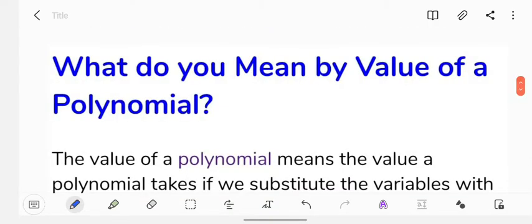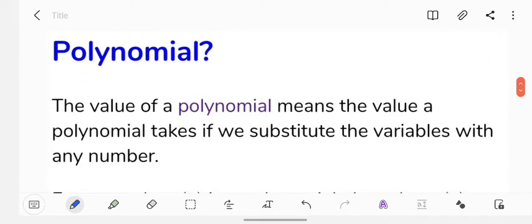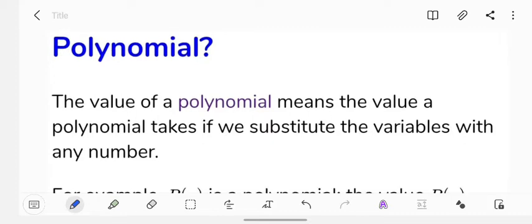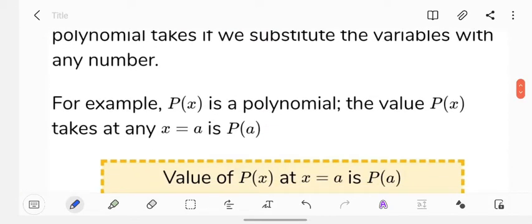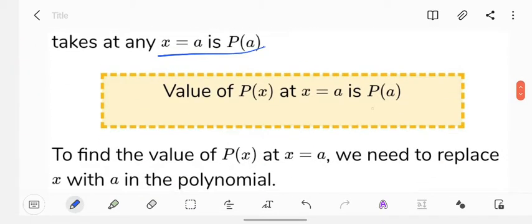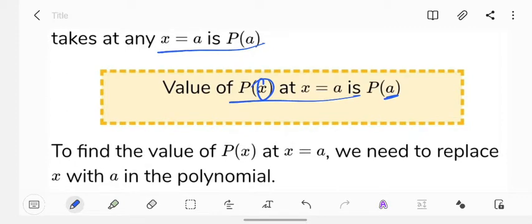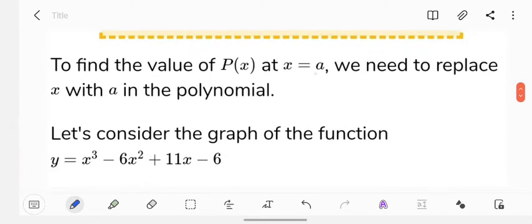So what do we mean by the value of a polynomial? The value of a polynomial means the value the polynomial takes if we substitute the variable with any number. For example, p(x) is a polynomial. The value p(x) takes at x equals a is p(a). That means whatever we have in place of the variable x, the value of p(x) changes according to the value of x, which is a here. To find the value of p(x) at x equals a, we need to replace x with a in the polynomial.